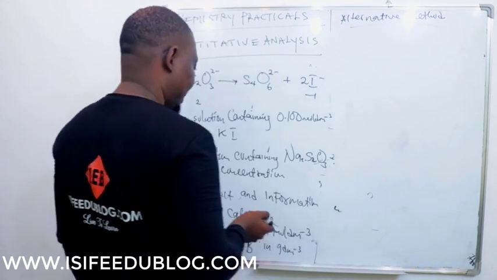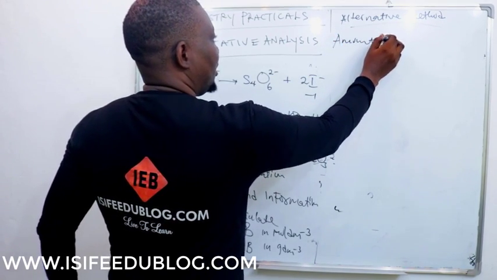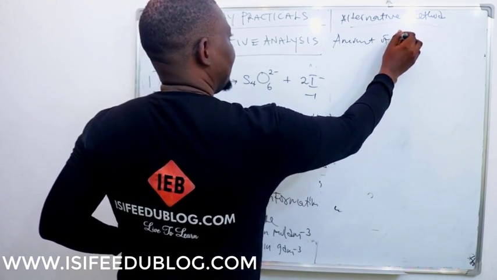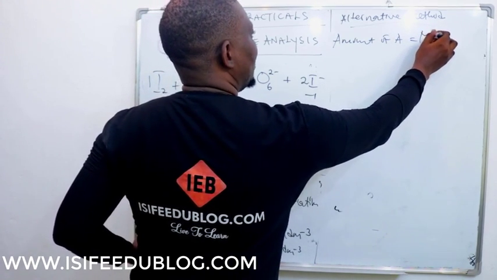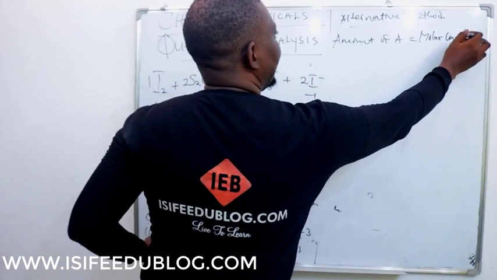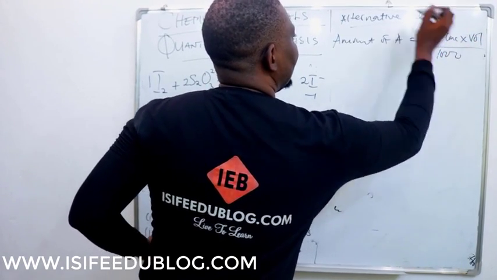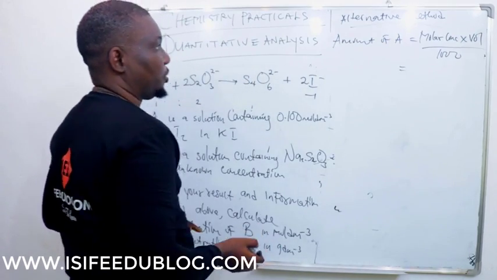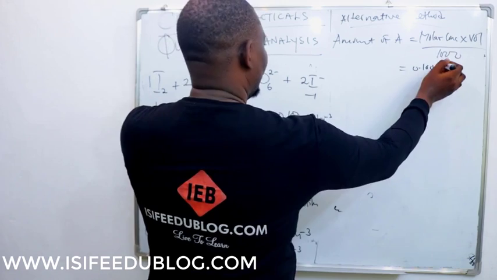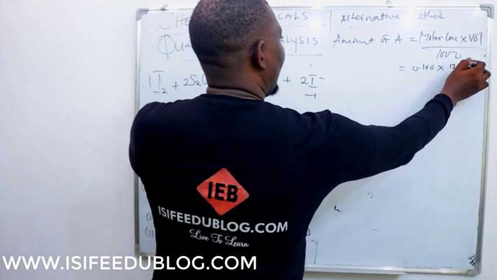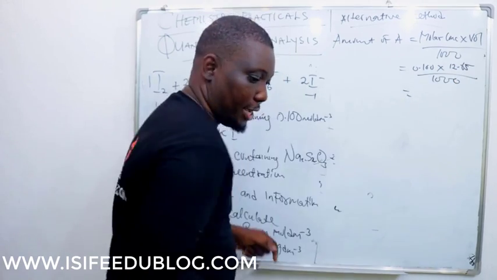So what I'll do now is find the amount of A in its volume, which is the amount equals molar concentration multiplied by volume over 1000. That's all I need to do here. The molar concentration of A is given as well. Look at it here: 0.100 times the volume of A, which is 12.65, over 1000. Remember where we get this.